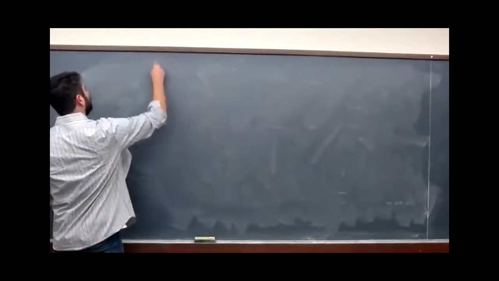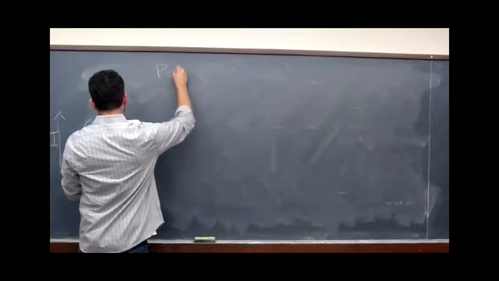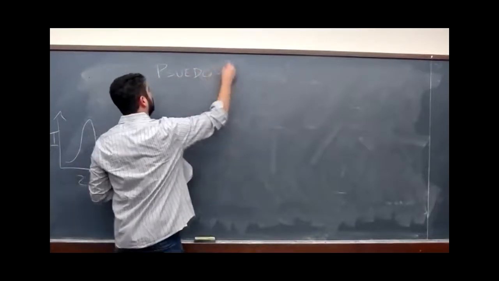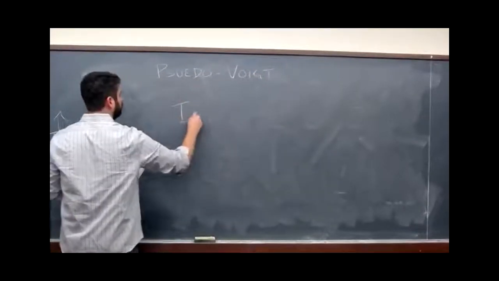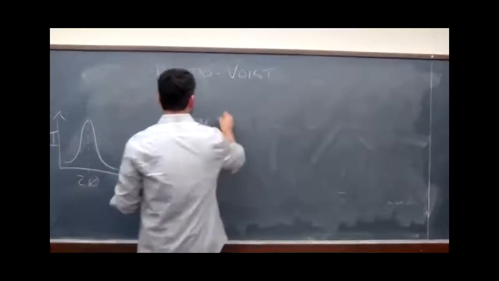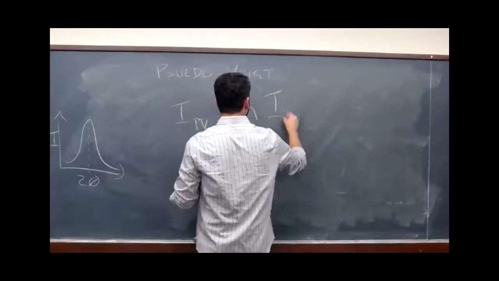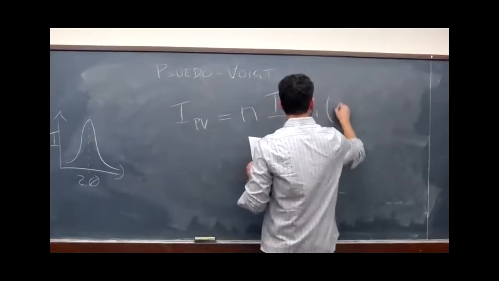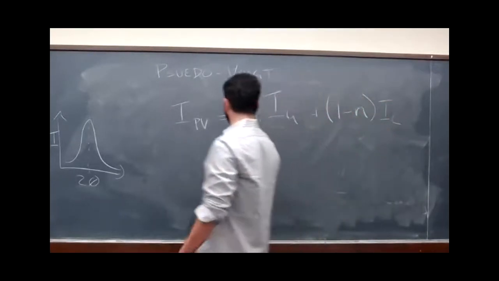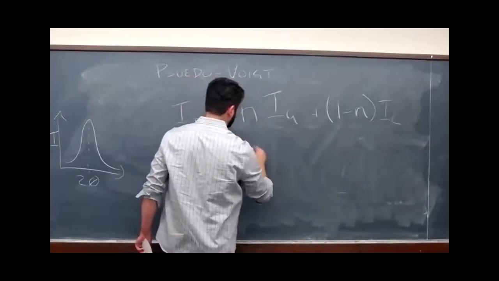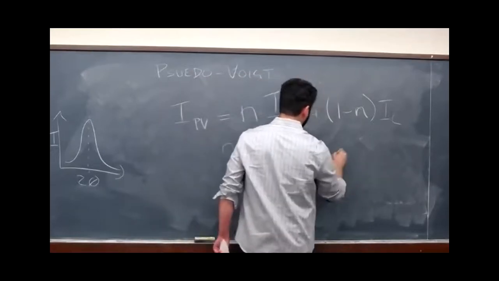So the last peak type that I'm going to talk about are the pseudo-Voigt peak functions, and that is a combination of a Gaussian and a Lorentzian with the rule of mixtures, where n is the mixing parameter, where n varies from 0 to 1.